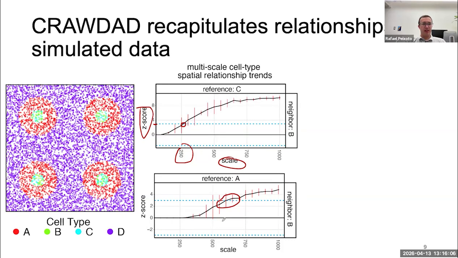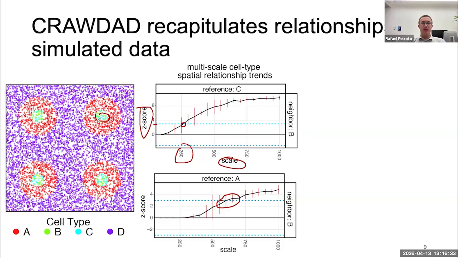So here we are looking at maybe 100, 600 micrometers, which means just by looking at the pictures that cell type B and C are intermixed together, while cell type A, although it's next to cell type B, is not as mixed with the cell type as cell type C is. So you need to zoom out a little bit more to identify this relationship. So this is how you can interpret CRAWDAD results.